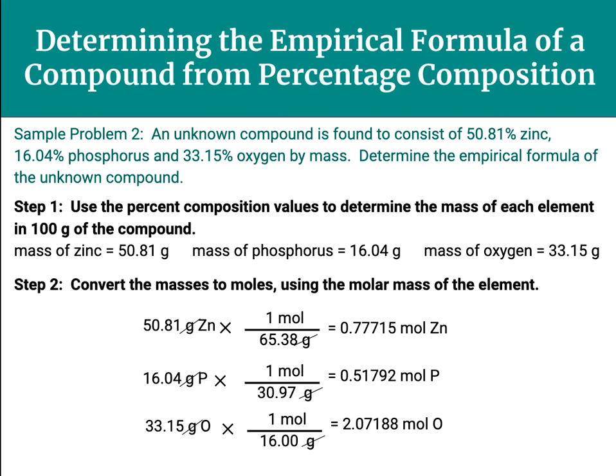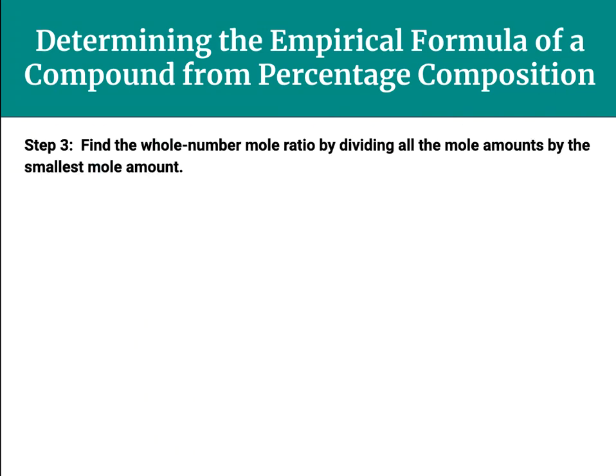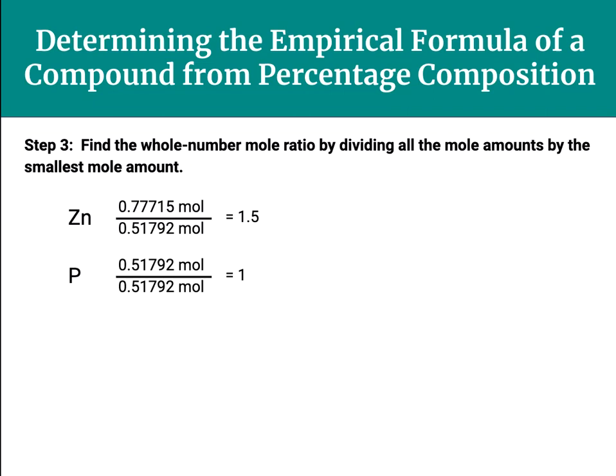So that's why we do this next step of dividing by the smallest, which in this case is the moles of phosphorus, 0.51792. So we divide the moles of zinc by that number, and we get 1.5. And here that's not close enough to 2, so we're going to leave it at 1.5. For phosphorus, we get 1, and for oxygen, when we divide, we get 4. So now we know there's 1.5 zincs for every 1 phosphorus and for every 4 oxygen.